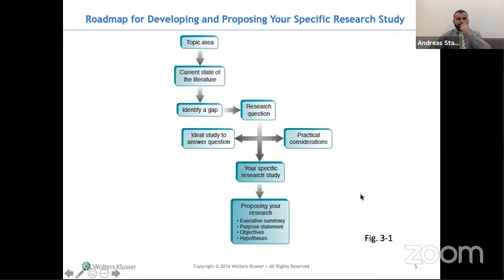So this figure is really nice because it shows a lot of options. You pick an area. We're talking about exercise science. Maybe you like, I don't know, something that has to do with resistance training.